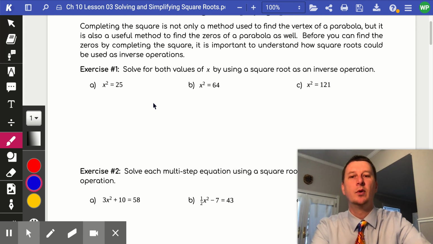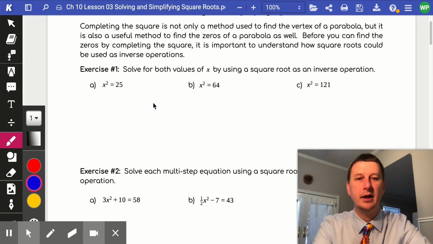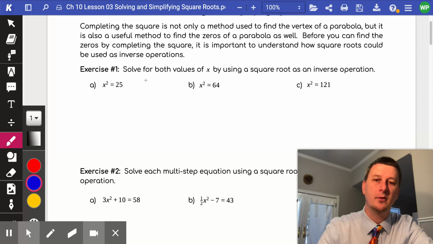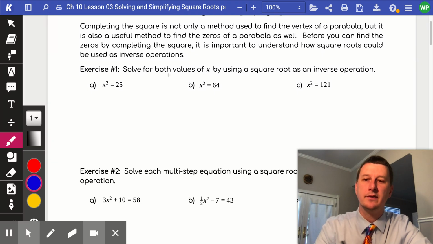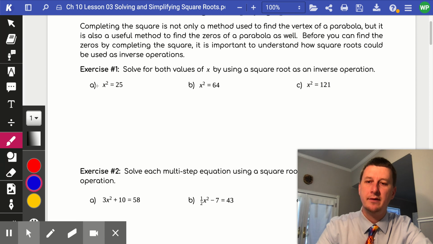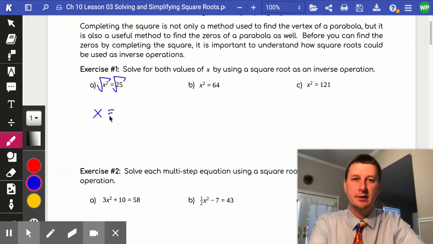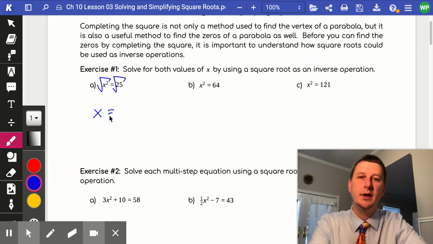So in exercise number 1, we want to solve for both values of x by using a square root as an inverse operation. To undo squaring a number, you should already know that you take the square root of both sides. But what you may not know is that it says solve for both values of x. So we're going to solve x squared equals 25 by taking the square root of both sides. The square root of that x is going to undo the square, so I'm left with x is equal to, now a square root is a number times itself that equals 25. So what number times itself equals 25?